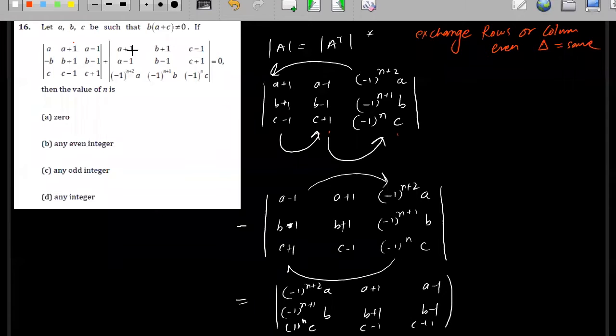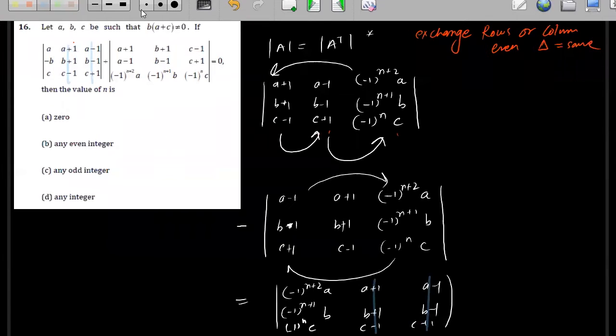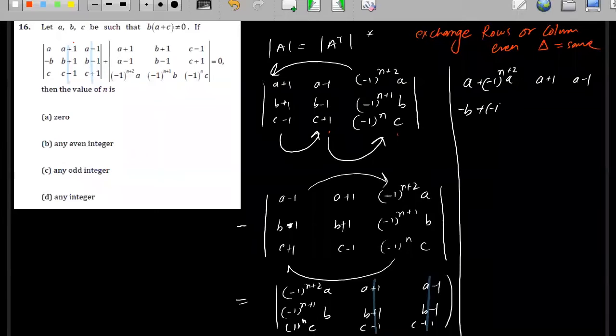Understood? Now see, in this case, this and this are exactly the same as this and this. So if this is happening, I can add these two determinants. After adding these two determinants, I will get a plus minus 1 to the power n into a, n plus 2 into a plus 1, a minus 1, minus b plus minus 1 b n plus 1, b plus 1, b minus 1, and the last one is c plus minus 1 to the power n c, c minus 1 and c plus 1, right?